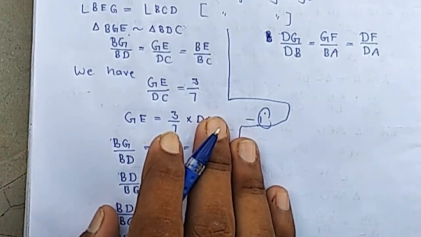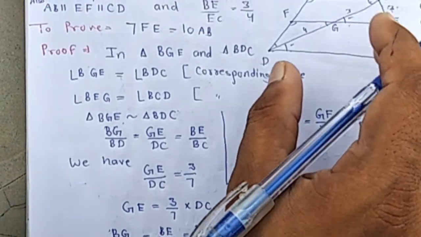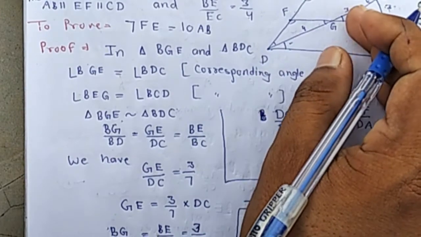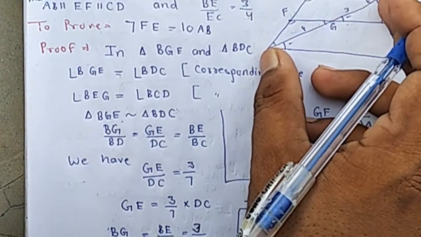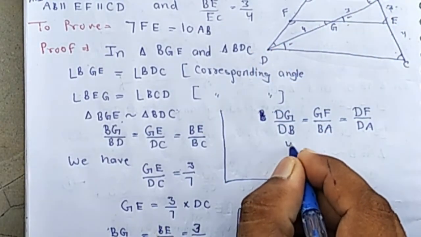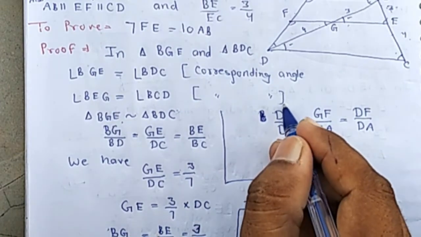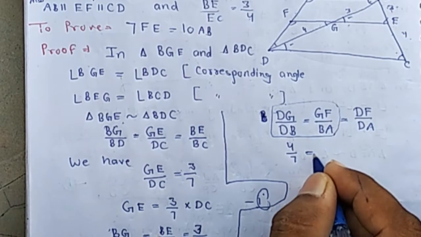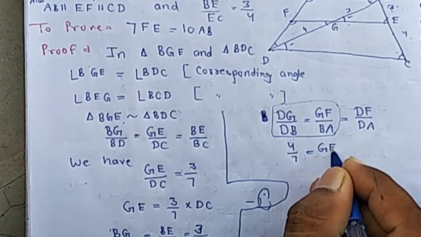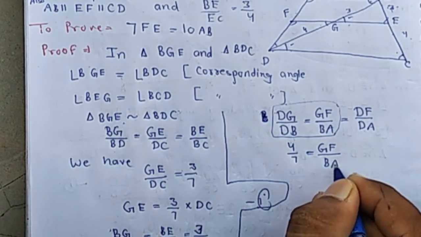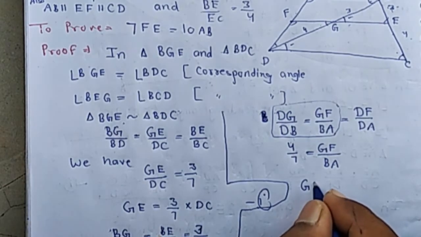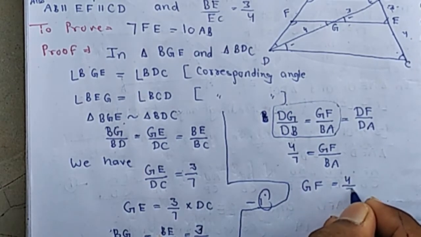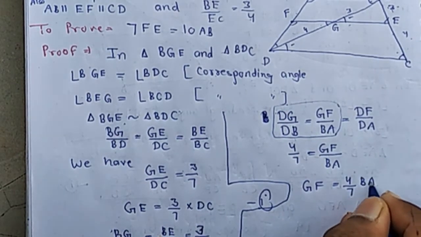Now DG by DB: DG is 4 and DB is 4 plus 3, means 7. Then DG by DB is equal to 4 by 7. We have both these terms. It is 4 by 7 equal GF by BA. Then the value of GF is 4 by 7 into BA.